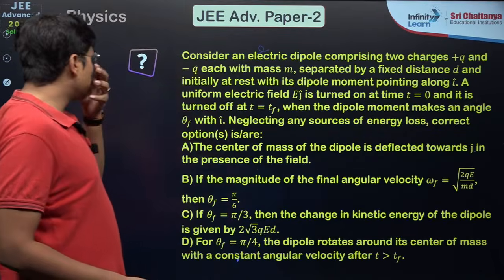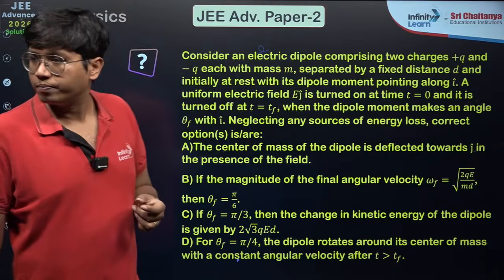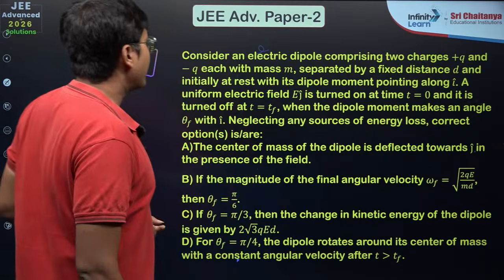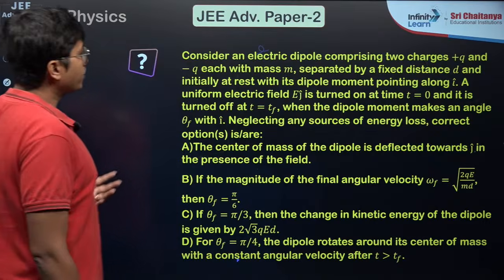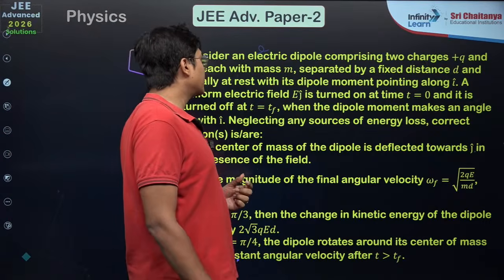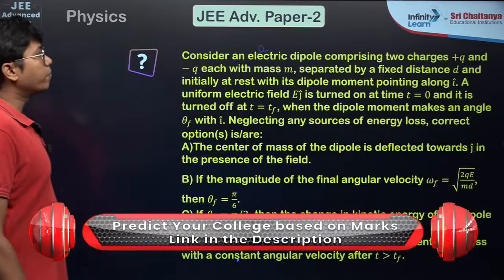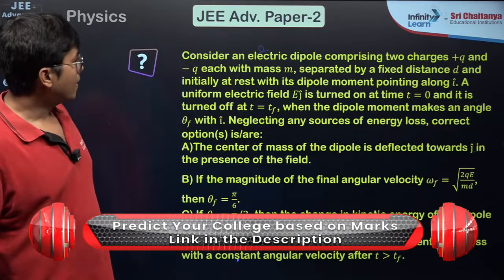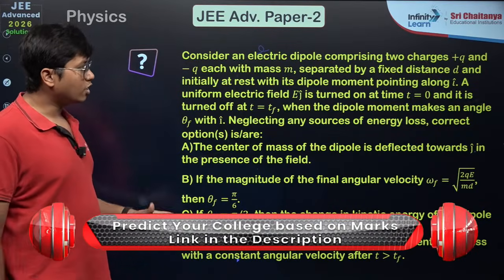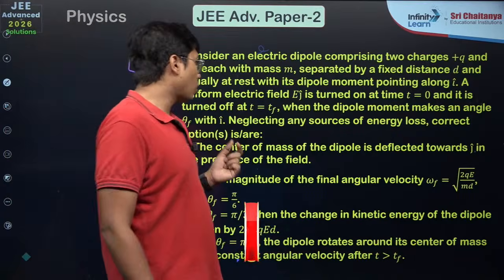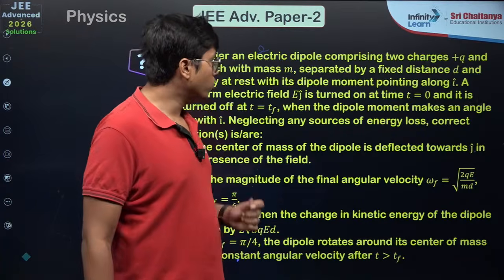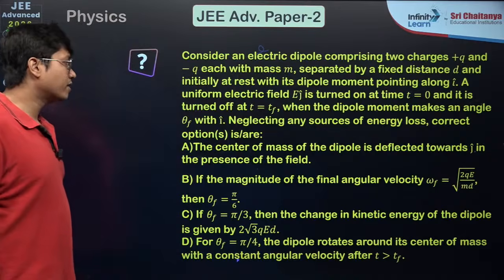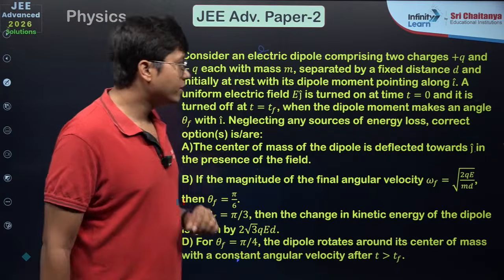Next one over here: consider an electric dipole comprising 2 charges plus q and minus q, each with a mass small m, separated by a fixed distance d, initially at rest with dipole moment pointing along i cap. A uniform electric field is turned on at time t equal to 0 and is turned off at t equal to tf when the dipole moment makes an angle theta f with i cap. Neglect any sources of energy loss.